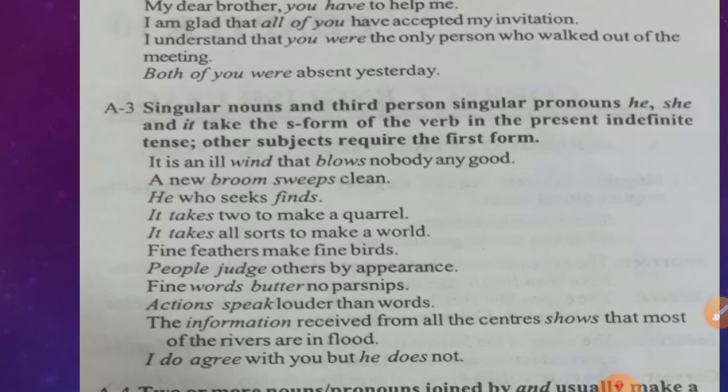The third rule is: singular noun and third person singular pronouns he, she, and it take the s form of the verb in the present indefinite tense. Other subjects require the first form. It is an ill wind that blows nobody any good.